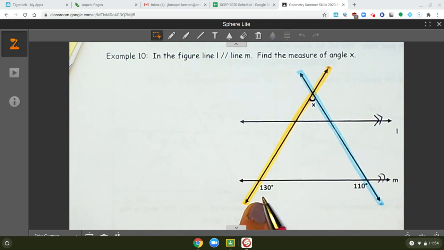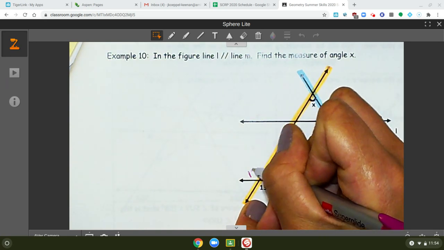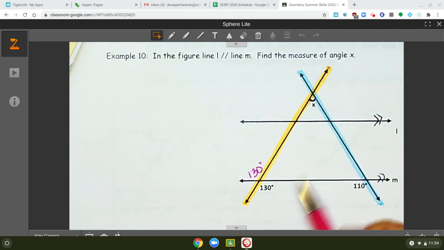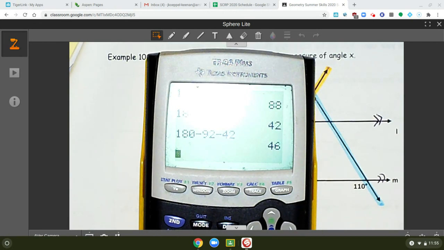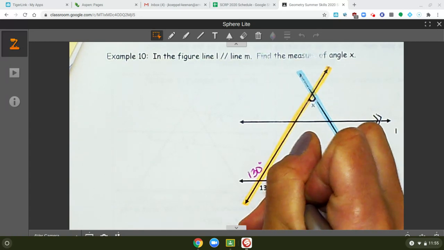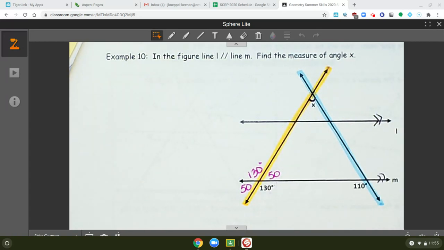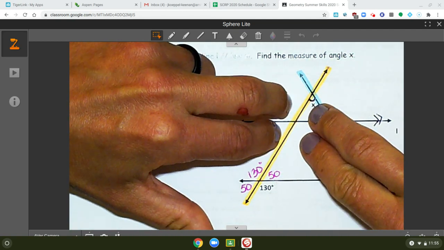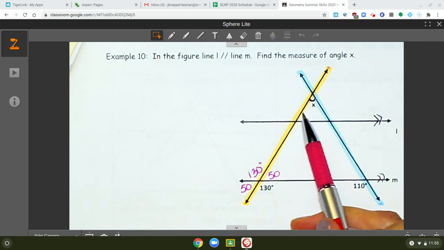So I'm going to start over here with my orange transversal, and the angle 130 is touching that. So from this one angle, can we start filling in some other ones? We sure can. So we know that its vertical angle is going to be equal. We also know that its linear angle, the one directly next to it, adds to 180. So 180 minus 130, we get 50 degrees. So this angle here would be 50 and 50. Now, I can take those four angles, slide them up the transversal, and they have to match the other four angles on the parallel line.